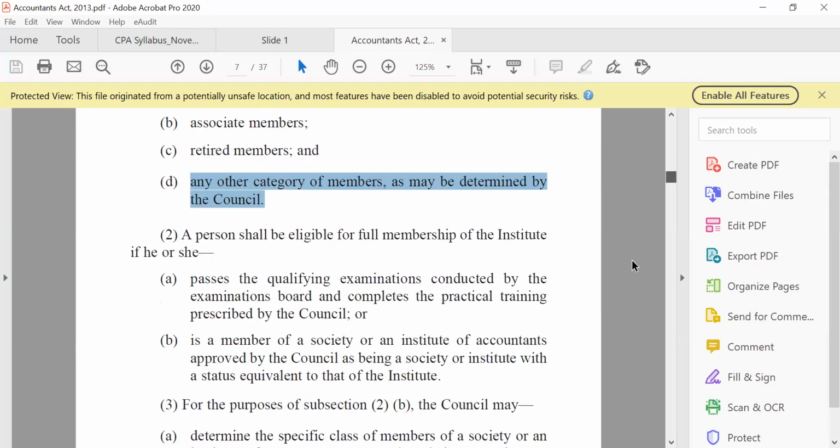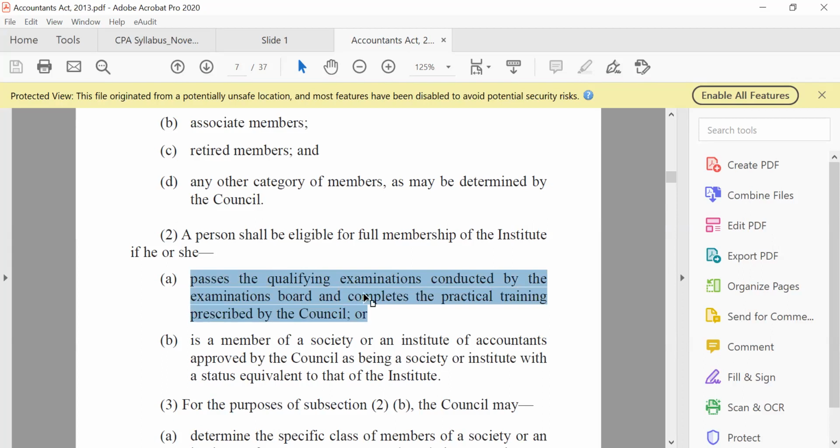The council is a body that is voted by the members. So a person is eligible for membership if they pass the CPA conducted by the examination board and complete the practical training prescribed by the council. Right now, it has increased to about 3 years. And I encourage you that as you start your CPA journey, you register for the practical experience training so that you can track your experience. By the time you graduate, you have your 3 years of experience and you can get your membership.